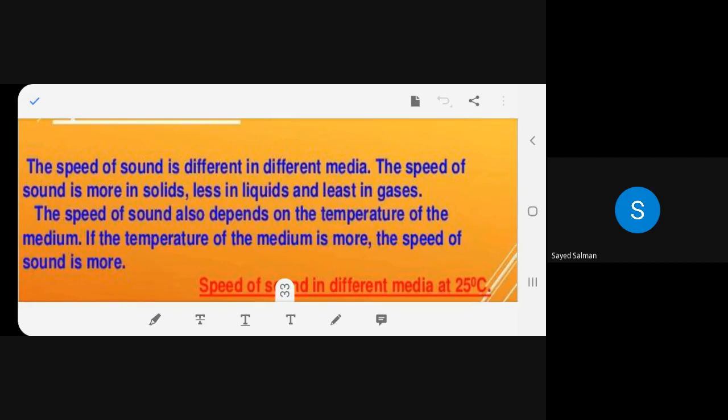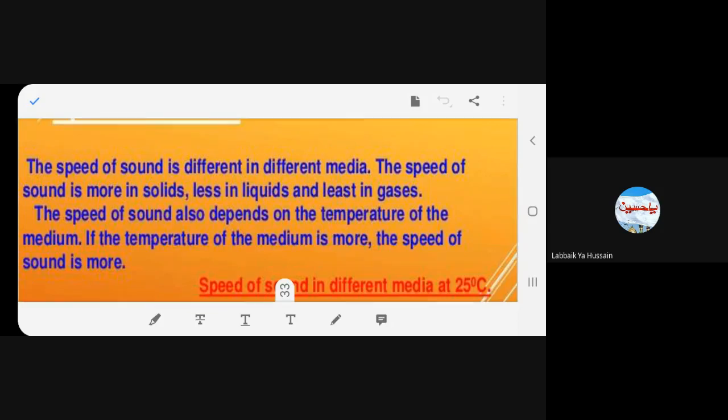Hello, someone's mic is on, I think so. And what it shows that when the temperature, please put up the mic. Hello?